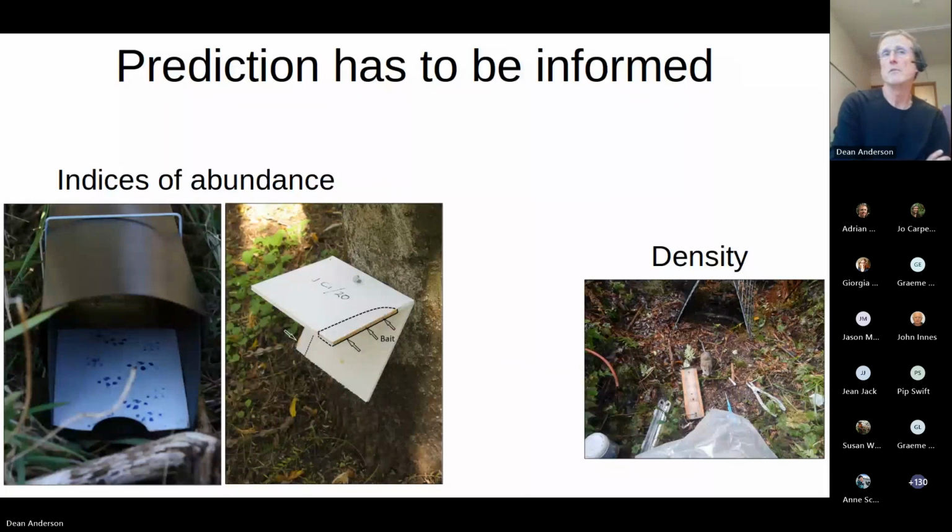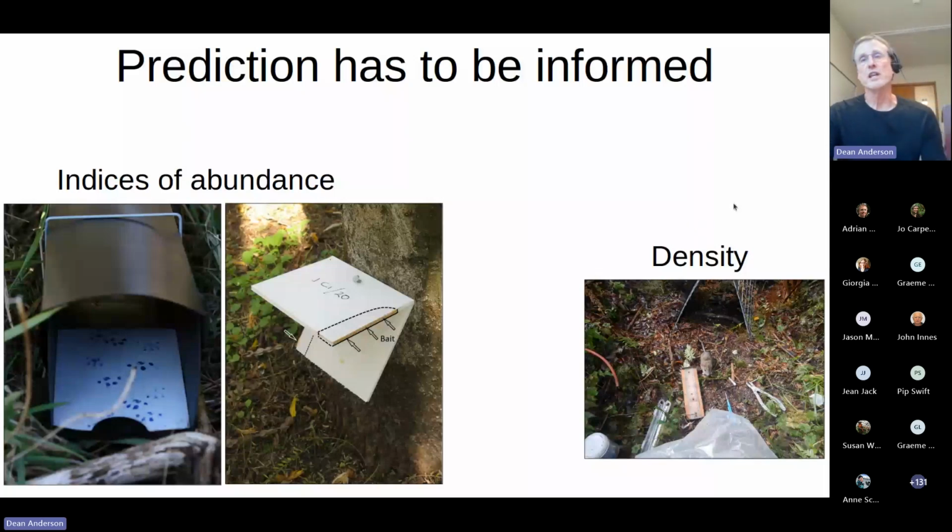And these indices of abundance using tracking tunnels or chew cards or snap traps or cameras are really useful because they're cost efficient. They can be rolled out over very large areas. Graham just showed some really nice maps, and repeated over time, over seasons, over years, to look at what's going on, to inform our management decisions.